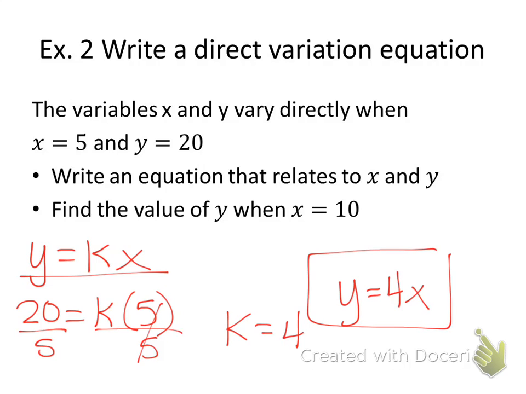So let's do the second part of the problem. Find the value of y when x is equal to 10. I've got a formula here that I can use now, y equals 4x. So let's plug in x is equal to 10. Y is equal to 4 times 10. What's 4 times 10? 40. Y is equal to 40. There's the second part of my answer. That's it. That's all we're doing for direct variation.